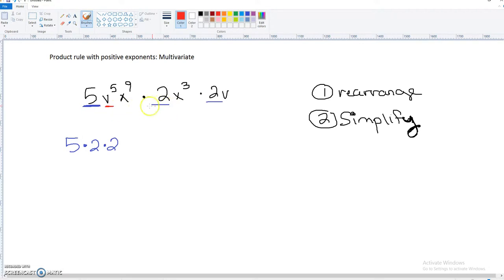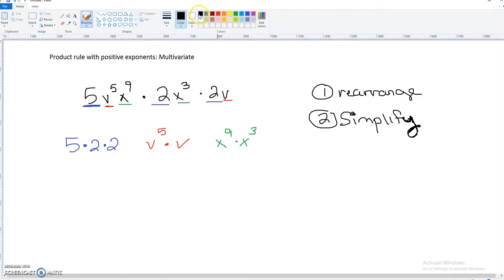And then let's look at the next item we have here. We've got a v here. So I'm going to put v to the 5th times, and I'm going to look, that's an x, so that's not good. That's an x. Oh, look, we have one more v. So we're going to write that down. And lastly, we've got x to the 9th. So I'm going to group that here, x to the 9th times x to the 3rd.